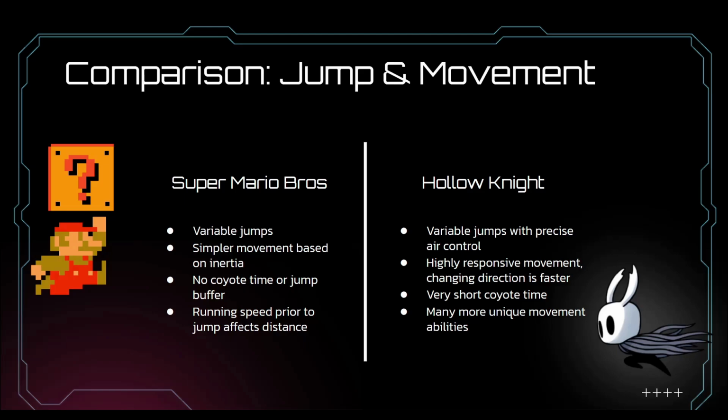In Hollow Knight, you also have much more control in the air and the player's direction changes almost instantly, so the movement feels much more precise. Hollow Knight is more forgiving with its jump timing and has a short coyote time. Mario is a bit more strict, and of course in Hollow Knight you have a lot more options for movement due to the amount of abilities.